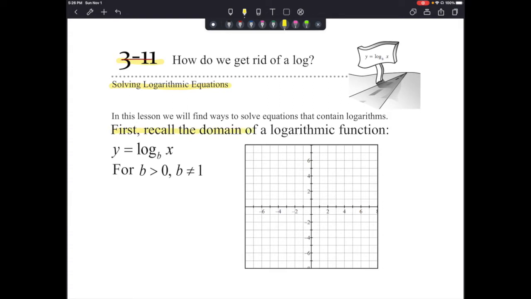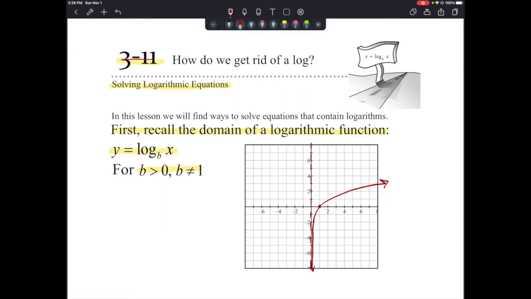First, let's recall the domain of a logarithmic function. If we have something in the form y equals log base b of x, where b is greater than 0 but not 1, our parent graphs end up looking something like this. We would have a vertical asymptote on the y-axis. We know it goes through the point (1, 0) and would have a point at (b, 1). So most of our functions would end up looking something like this, where it'll run right along that asymptote, curl out and go out this direction, and it will continue to go down the other way.